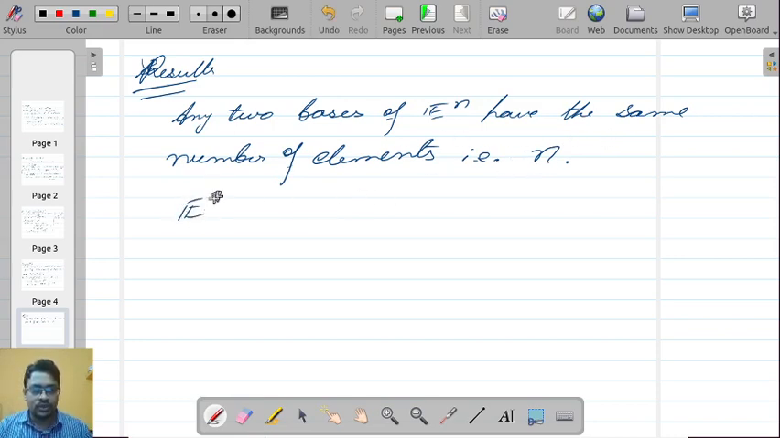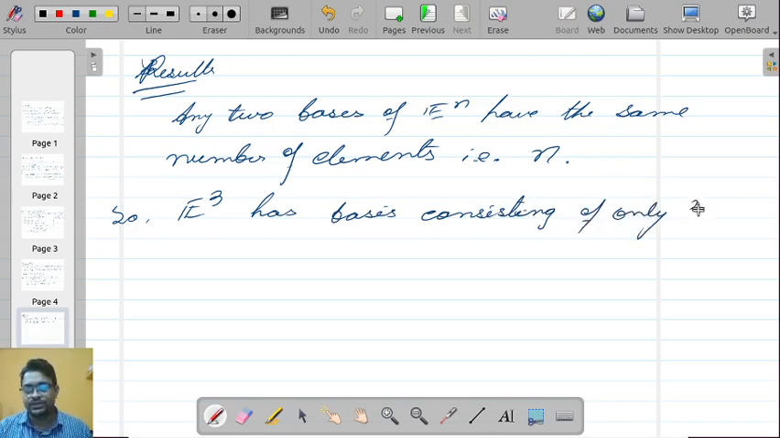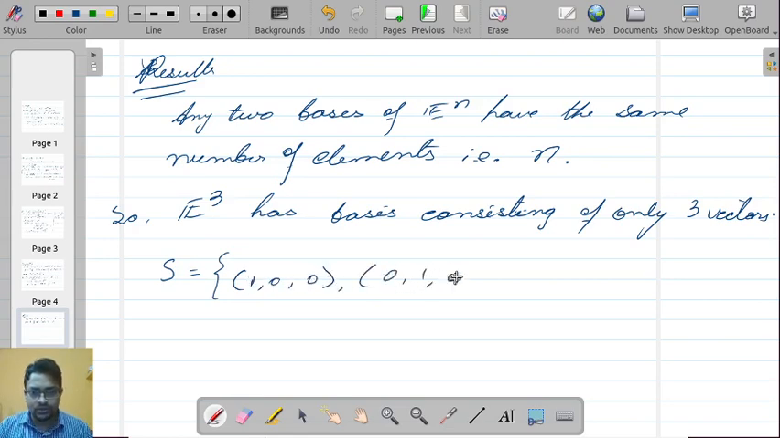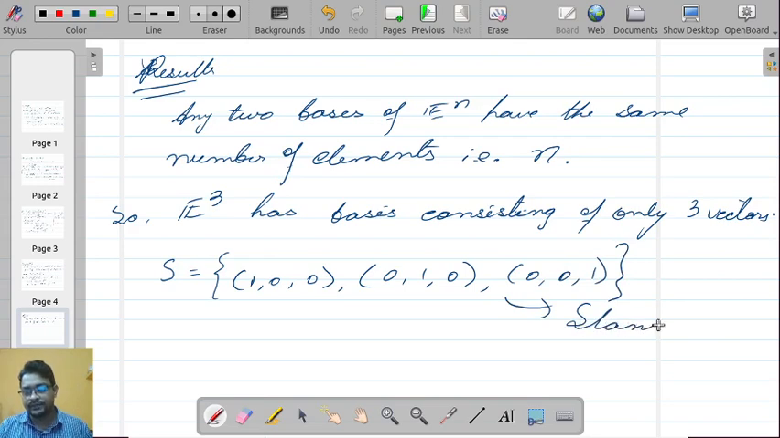So E cube has a basis consisting of only three vectors. Can you guess one basis of this E cube? It's very similar to the earlier one: (1,0,0), (0,1,0) and (0,0,1). This type of basis is called a standard basis.